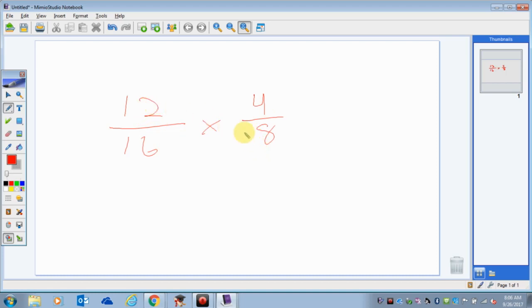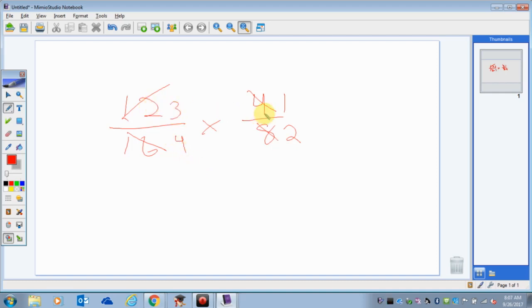So I'll look at 12 and 8. We'll start with the top one, and it's the one that's diagonal from it. 12 and 8 can be reduced. What number goes into both 12 and 8? Well, I know 4 will go into both. So I reduce them both by 4. 12 divided by 4 is 3. 8 divided by 4 is 2. Now do the same thing with the other two, 16 and 4. I know 4 will go into both of them as well. So 4 divided by 4 is 1. 16 divided by 4 is 4.